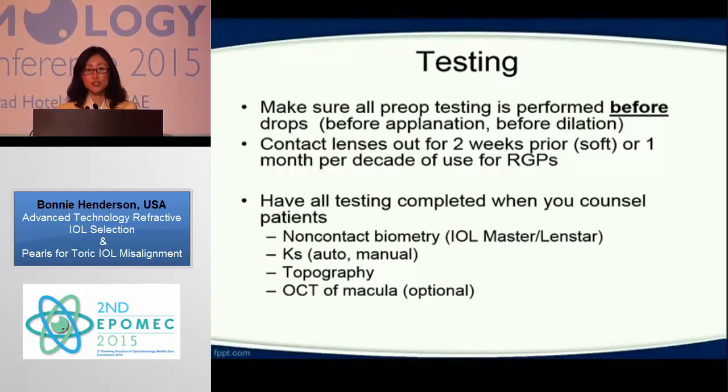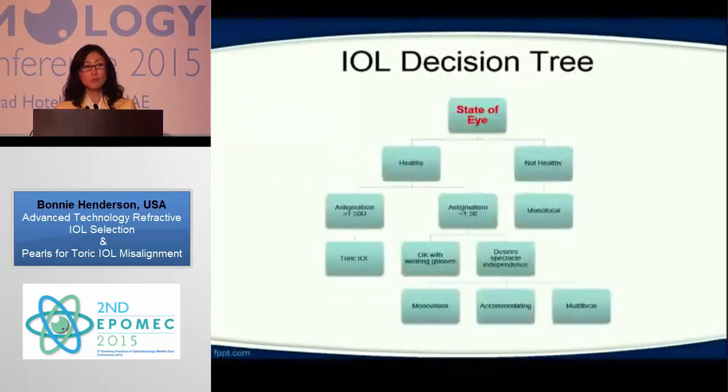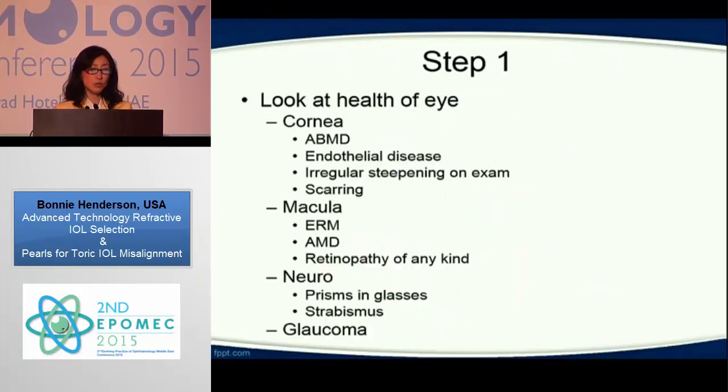So here's the decision tree. First, the most important is the state of the eye. Is it healthy or is it not healthy? What do I mean by that? I look at every important part of the eye. Look at the cornea. Do they have anterior basement membrane dystrophy? Do they have endothelial disease? Is their topography irregular? Is there scarring on the cornea? All those factors come into play when you're choosing the type of lens.